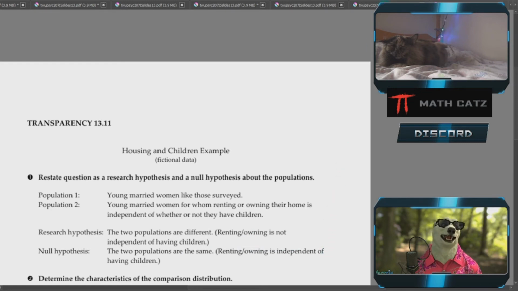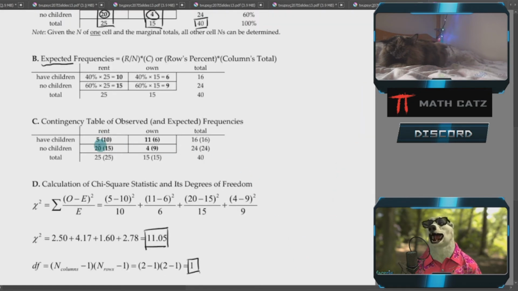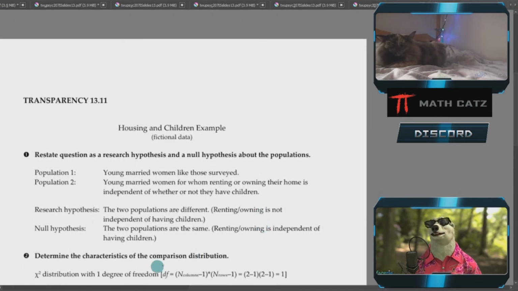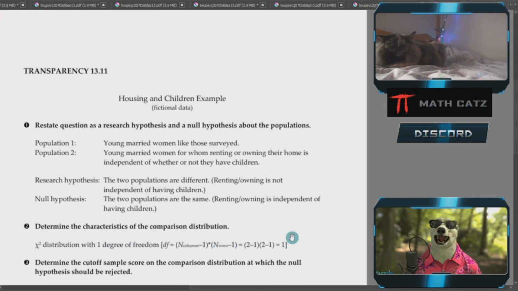So we're assuming the null hypothesis is true, then we should get these expected numbers, compare that to what we observe. The chi-square statistic is a measure of that deviation, that fluctuation. And if that is big enough, the fluctuations are big enough to be more than just coincidence. So we set up our chi-square distribution, 1 degree of freedom. Let's go look it up.